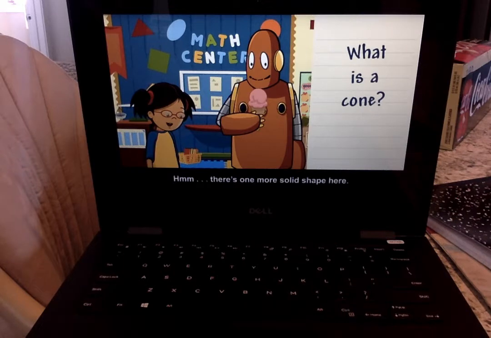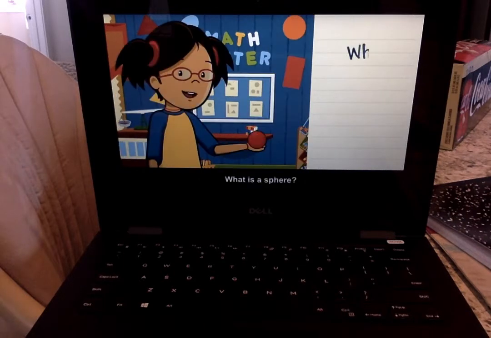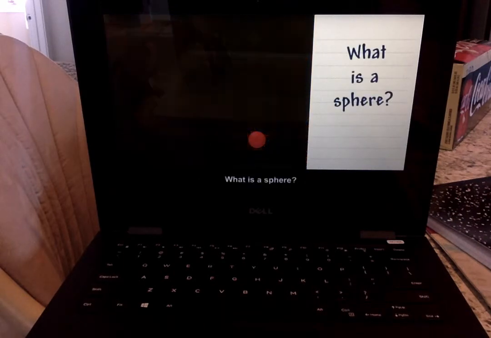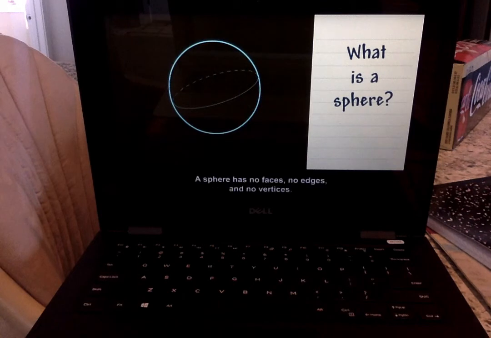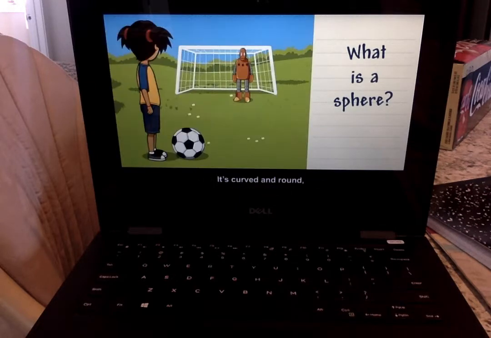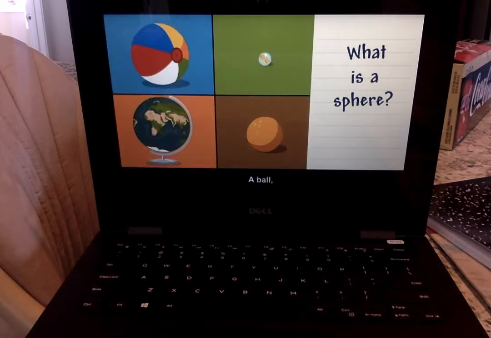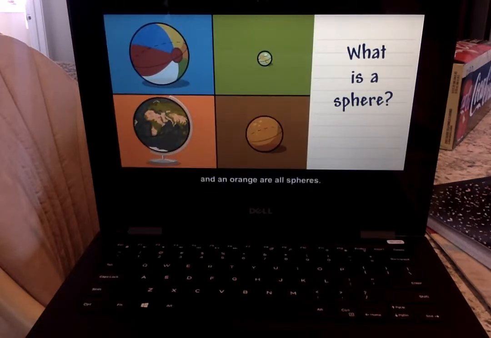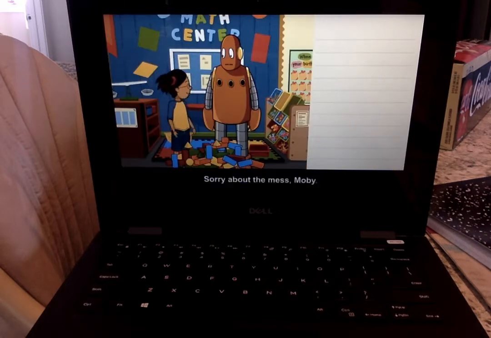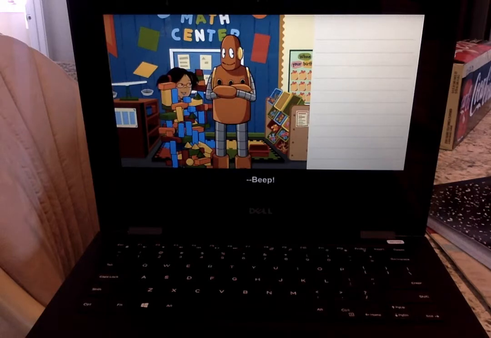There's one more solid shape here. What is a sphere? A sphere has no faces, no edges, and no vertices. It's curved and round, so a sphere can roll. A ball, marble, globe, and an orange are all spheres. Sorry about the mess, Moby. Hey!